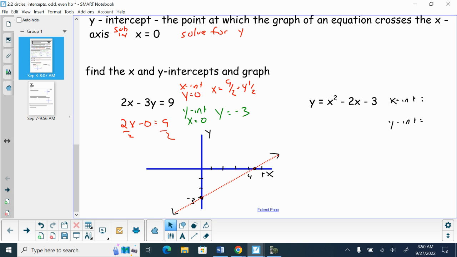How do you solve that? I have 0 is equal to x squared minus 2x minus 3. How do you solve that? Go back to your techniques of solving a quadratic equation. That one I made so you can factor it down.